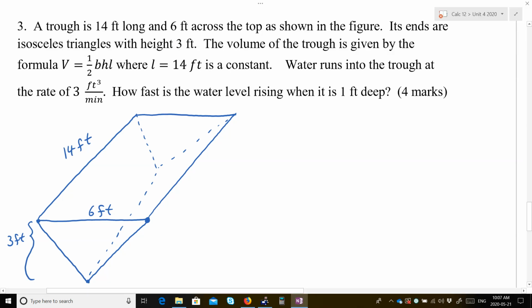Okay, and so water runs into the trough. So imagine we're dumping water into this, and the water is going to start filling up like so. It takes the shape of the container, right? Okay, so there's our water.